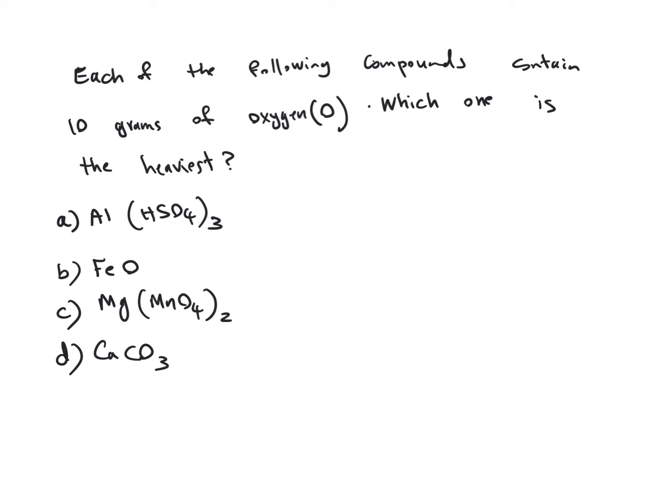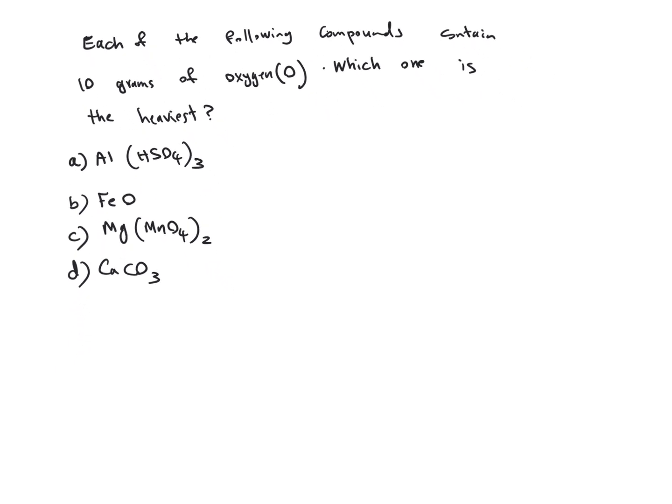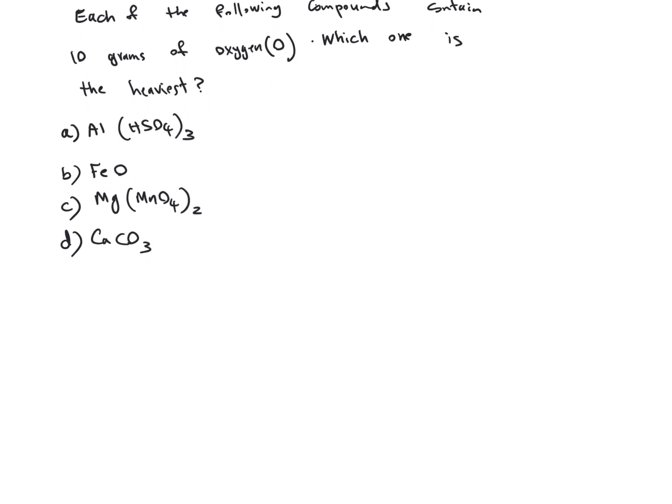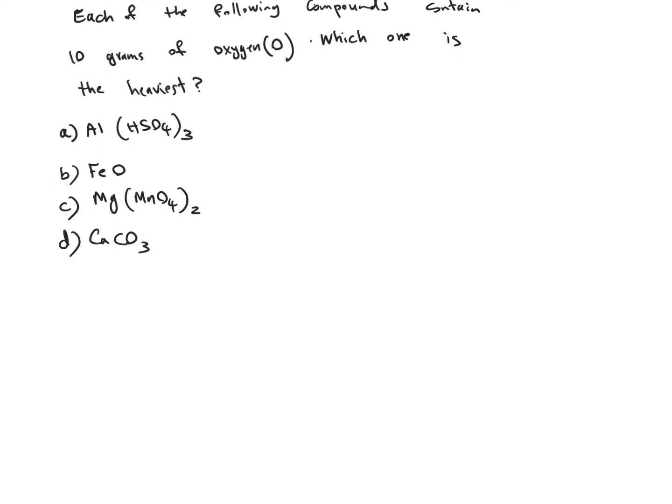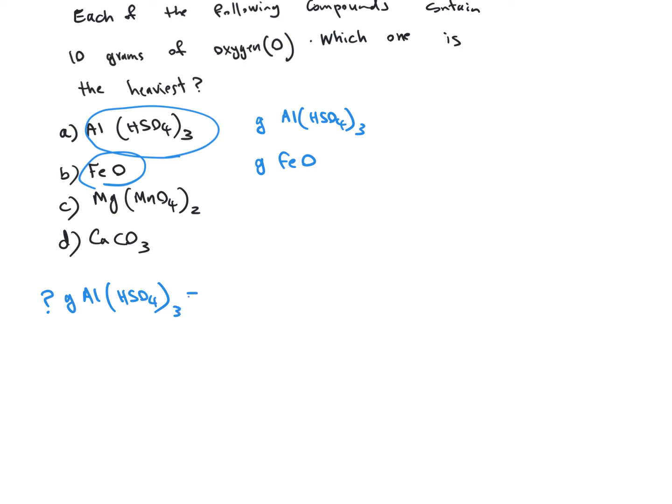So what you do in this question, if I minimize it, each of them has 10 grams of oxygen. So what do you want to find? The mass of each of these compounds, right? You want to find grams of Al(HSO4)3 or grams of FeO and so on. So you want to see how many grams of Al(HSO4)3 you have, right? And what information are you given? Exactly, 10 grams of oxygen.